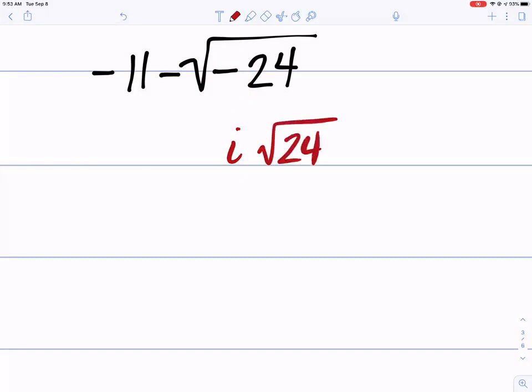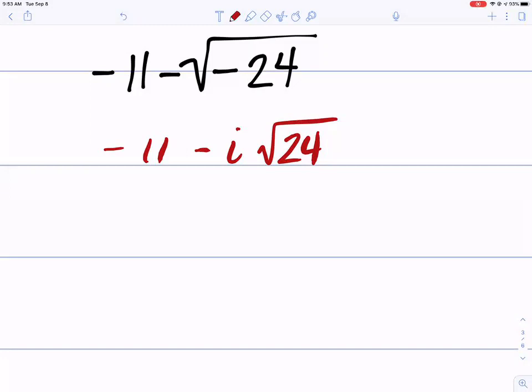Okay, that guy's still in the square root. I haven't touched him yet. What about all the stuff in front of the i that I haven't messed with yet? There's a negative. What else? And a negative 11. So I have a negative 11 minus i times the square root of 24.